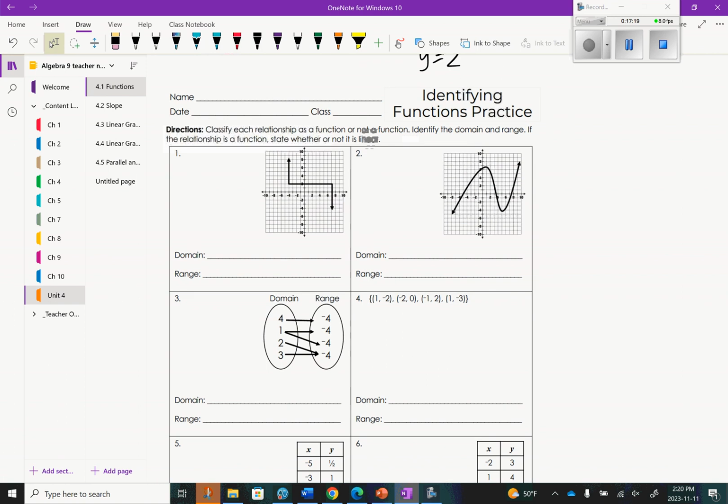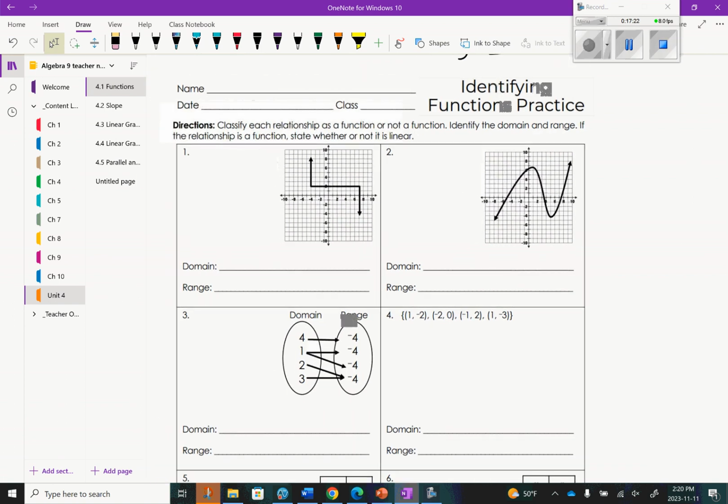Sorry, let me zoom in a little bit on this, and let's talk about classifying each relationship as a function or not a function, and the domain and range. If it is a function, state whether or not it's linear. For number 1, this is not a function. If I put in a vertical line here, it hits only once. Put in a vertical line here, it hits only once. But if I put in this vertical line here, oh my goodness, it hits way too often.